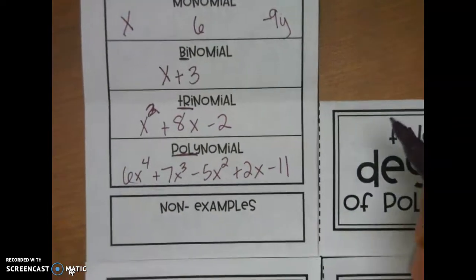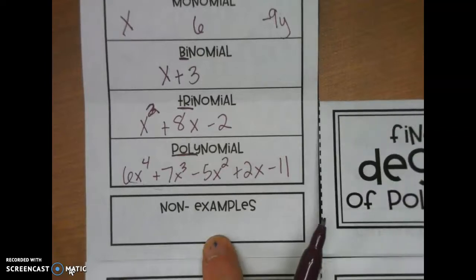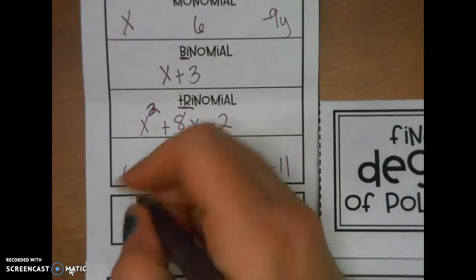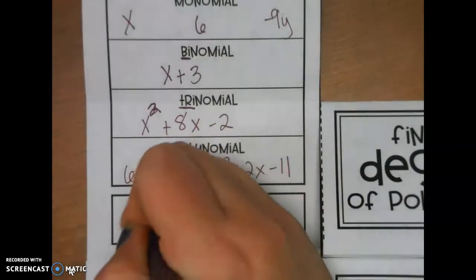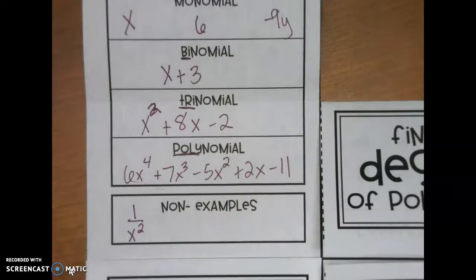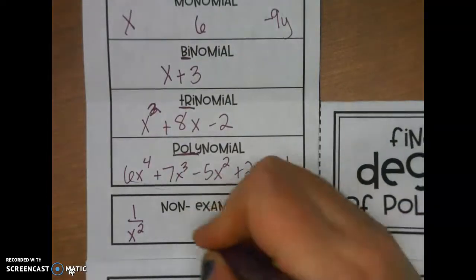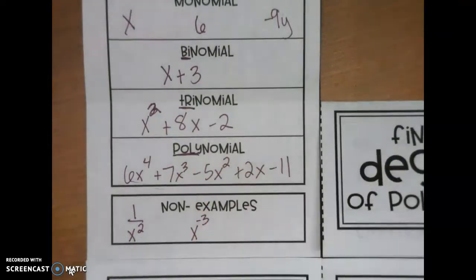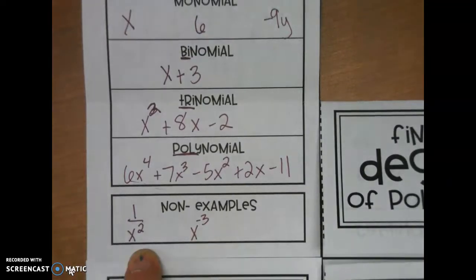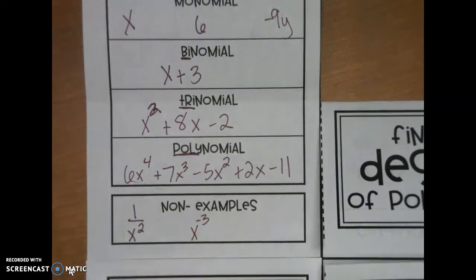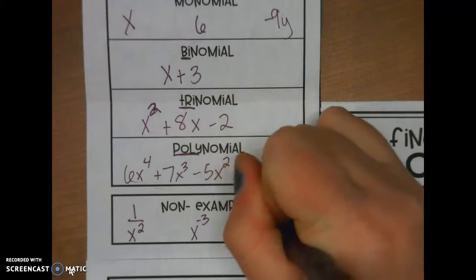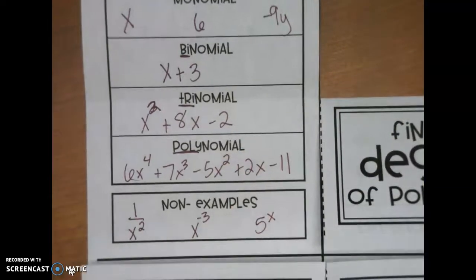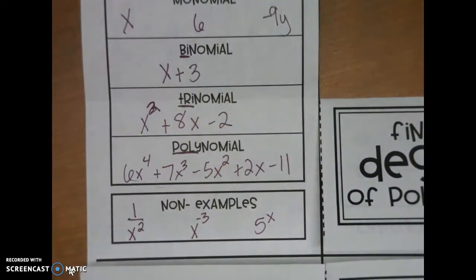Okay? Now, here's some not examples. Okay? So 1 over x squared, not a polynomial. X to the negative 3. Well, remember, when you do this, you're going to get something that looks like this. So obviously. And then 5 to the x. Nope, that is exponential, so not that.